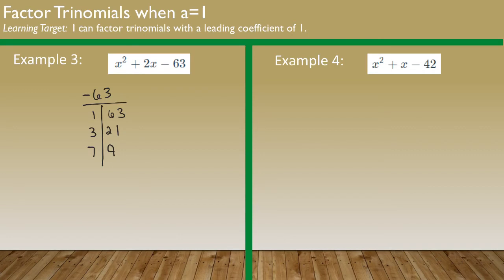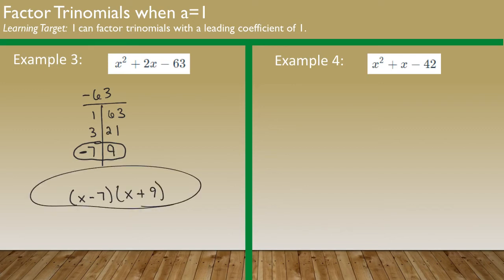I want to find 2 factors that add to make +2. So what I can do here is I can make the 7 a negative. So -7 plus 9, that is +2. Also go back and make sure that they multiply to make -63. So one of them has to be negative, one of them has to be positive, which is what we have here. So our factors are x minus 7 and x plus 9. And those are our factors.